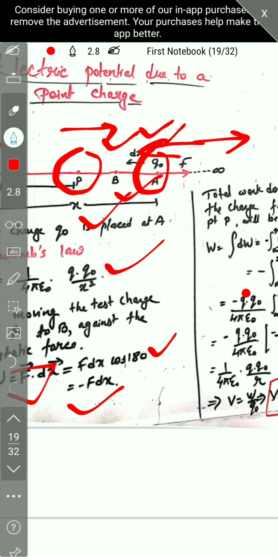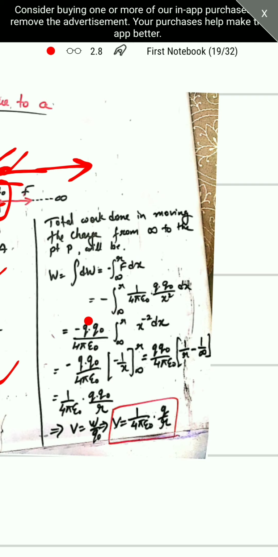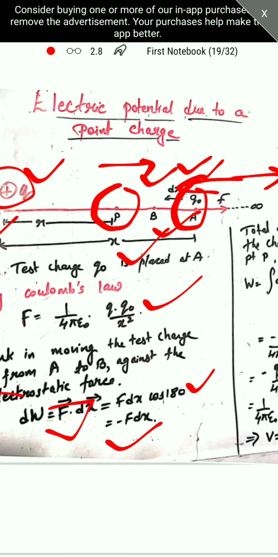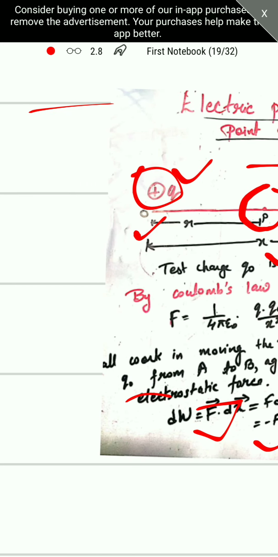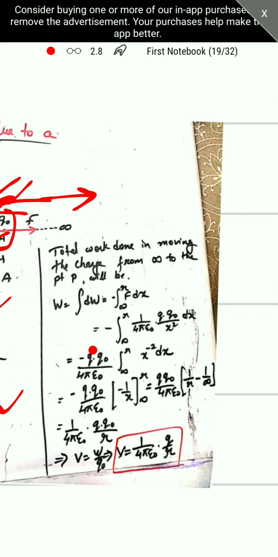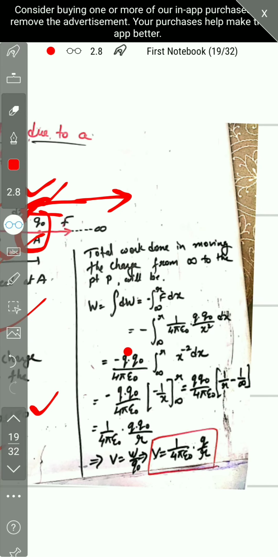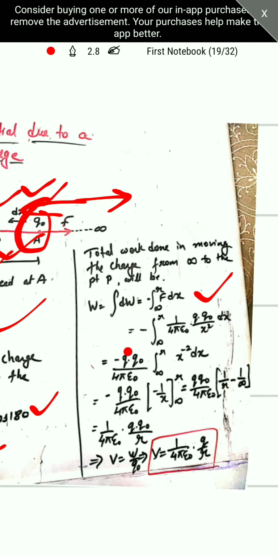But if we want to find the total work done in moving that charge from infinity to point P, you can see that point P is at a distance r. So from infinity to point P means from infinity to r. That work will be given by the integration of this dW, which we have just found out, equal to minus F dx, and the limit will be from infinity to r. This is the total amount of work done. On keeping the value of F here, we will get this expression.